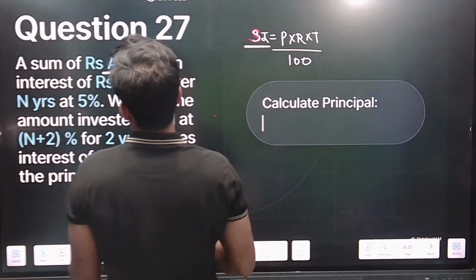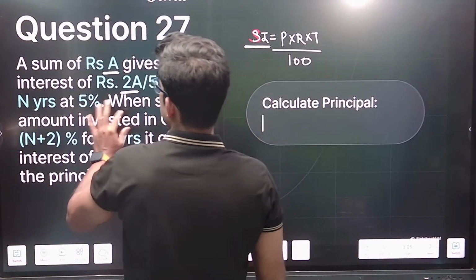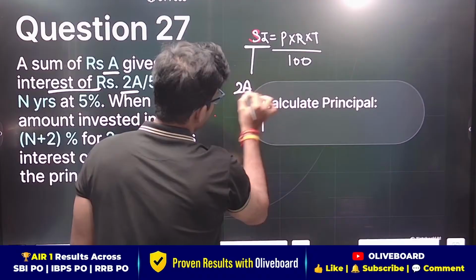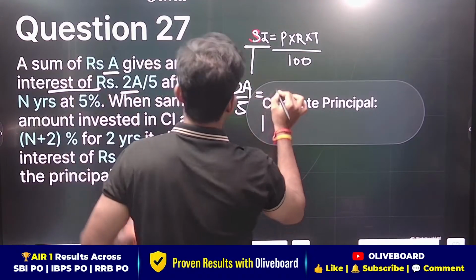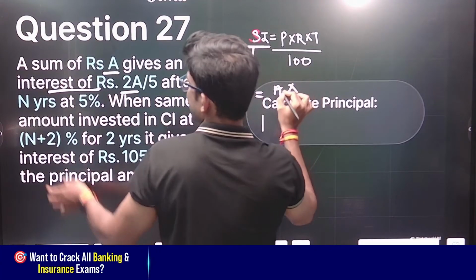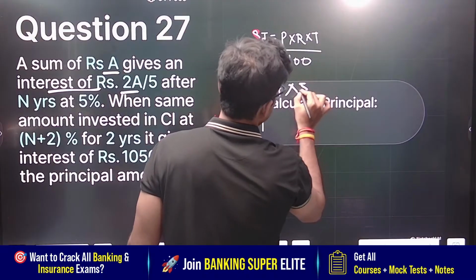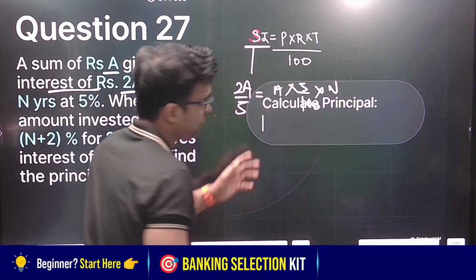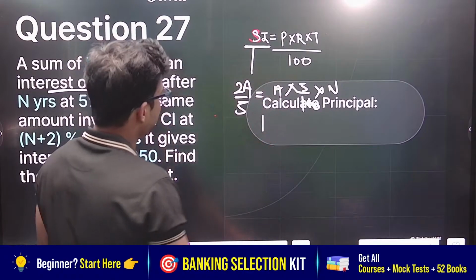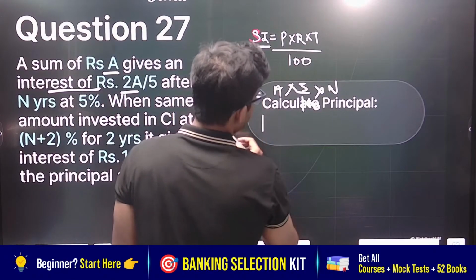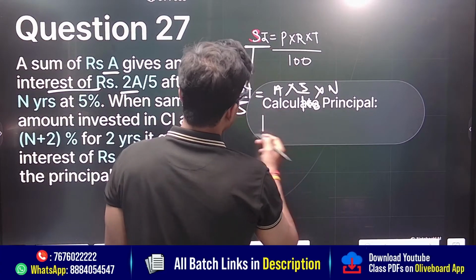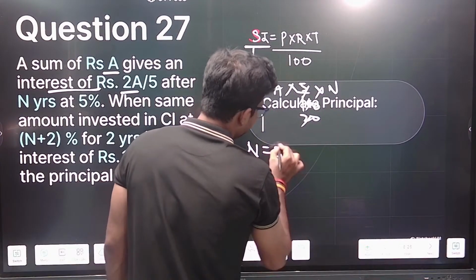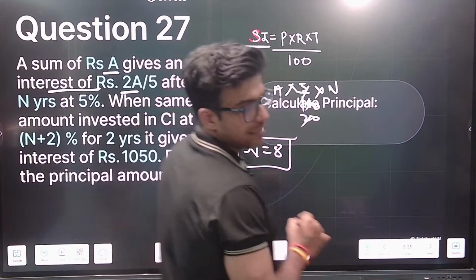Now you have SI. They are saying that after N years, the interest becomes 2A by 5. Your principal is basically A, and your R is 5 by 100, and you don't know T, so N you don't know. Can you find out your N? Yes, you can cancel out. This goes 20 times, this goes 4 times. The value of N is basically 8. So directly you got the value of N is 8.